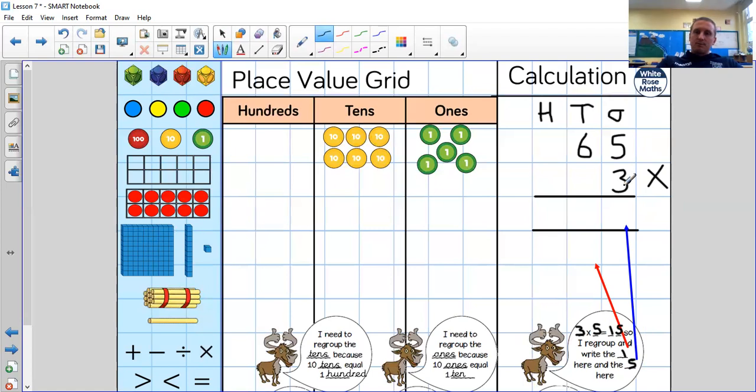Okay, let's start. So 3 5s. 3 5s are 15. So how do I write that in my place value columns? 3 5s are 15. My 1s go there, and I've made a 10. I've regrouped, and I've made a 10. Okay, fine. Now, all we're doing is yesterday's learning, but remembering to add on our 10.